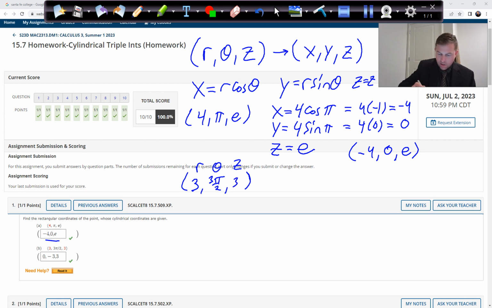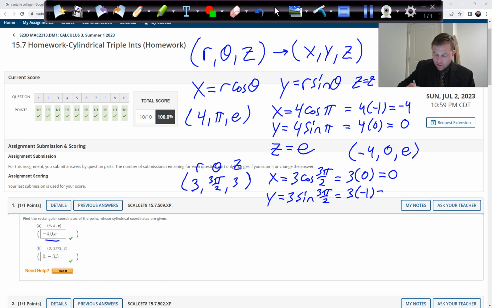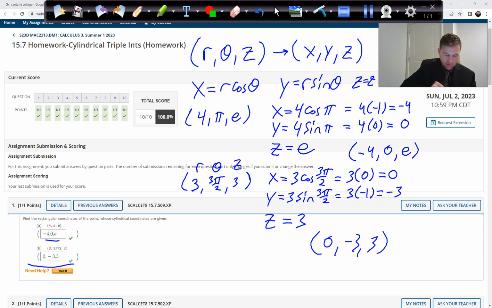and 3. Okay, so x is going to be the radius, which is 3, times the cosine of theta, which is 3 pi over 2, or 270 degrees. And at 270 degrees, the x value is 0. Then y is going to be 3 sine of 270 degrees, or 3 pi over 2. And sine of 270 degrees is -1, so we get -3. Z is equal to the third coordinate, which they said was 3, so it's 3 for us as well. So our point is 0, -3, 3. So problem 1 should be quick and easy.